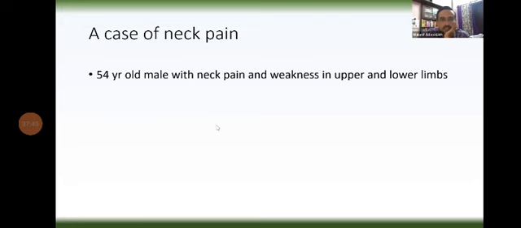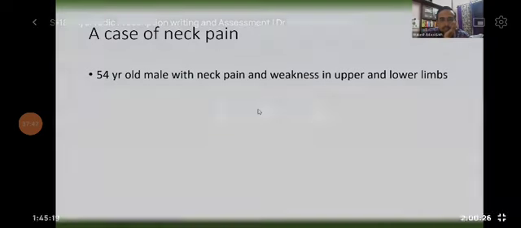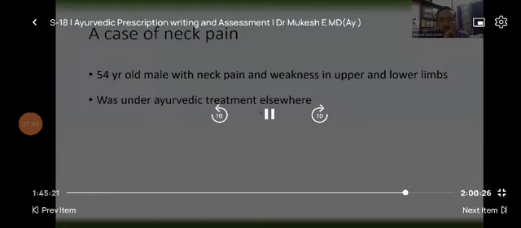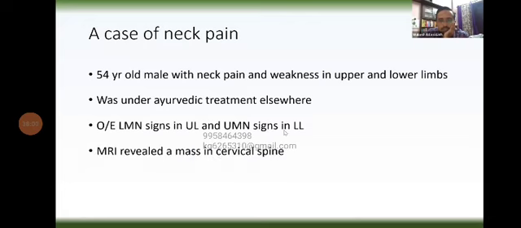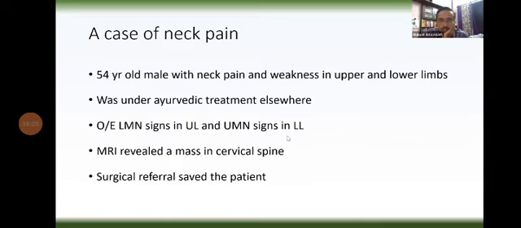This is another case where the patient came with neck pain and weakness in the upper and lower limbs. Was under Ayurvedic treatment in some other center. But when we examined, the patient had an LMN sign in the upper limb and UMN sign in the lower limb, indicating that there is some compression going on in the cervical spine. So I referred the patient. The MRI revealed a mass. The patient underwent surgery and the patient became okay. So sometimes we should not stick to our own treatment.